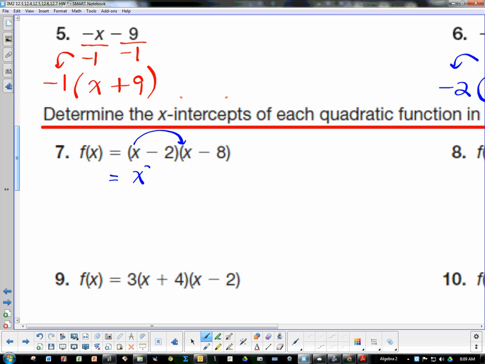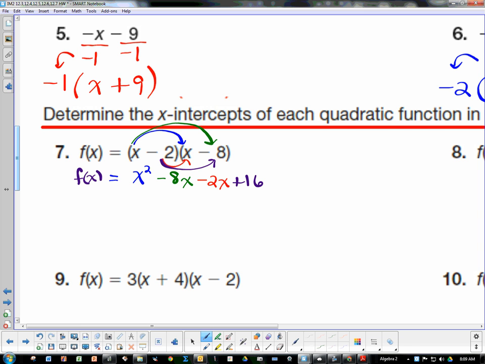X squared. Good. I'm going to color code this so you can see. That was the first term in each binomial. Now we're going to do the outside. What is x times negative 8? Minus 8x. All right, next one, let's do the inner. Negative 2 times x is? Minus 2x. And finally, what's negative 2 times negative 8? Plus 16.